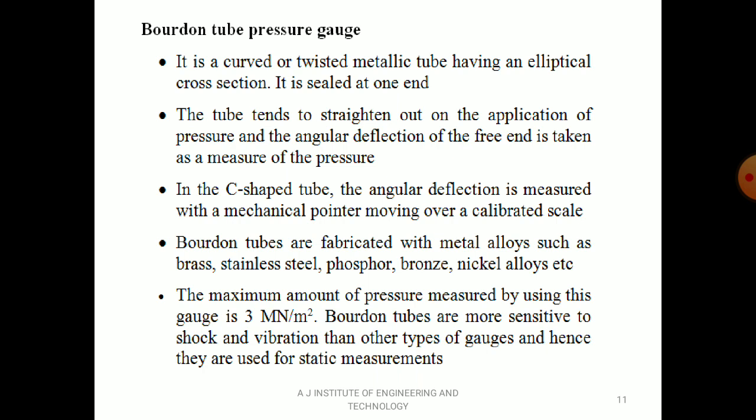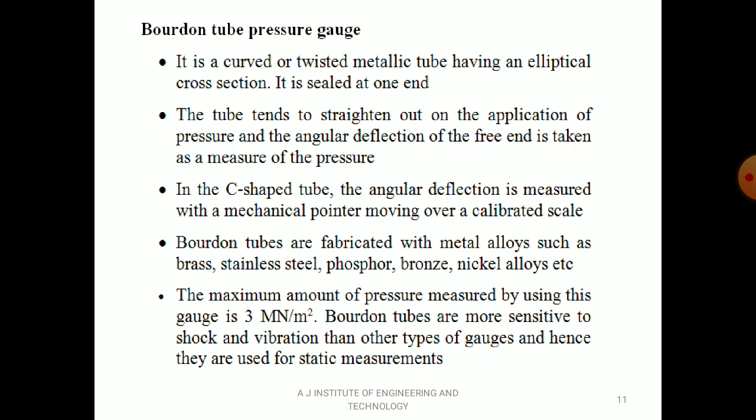In the C-shaped tube, the angular deflection is measured with a mechanical pointer moving over a calibrated scale. So calibration is required anyhow here. Bourdon tubes are fabricated with metal alloys such as brass, stainless steel, phosphor bronze, nickel alloys, etc. So those are the materials that can be used for fabrication of Bourdon tubes.